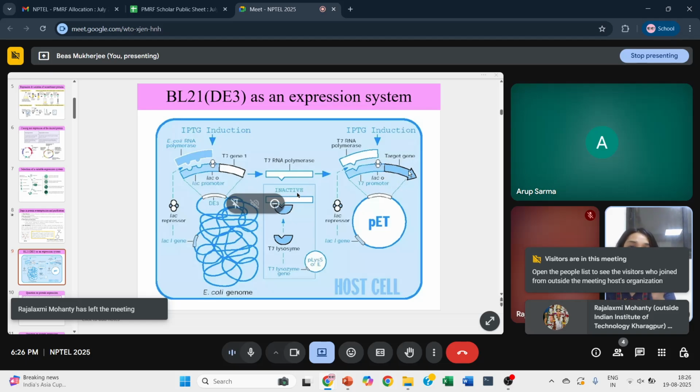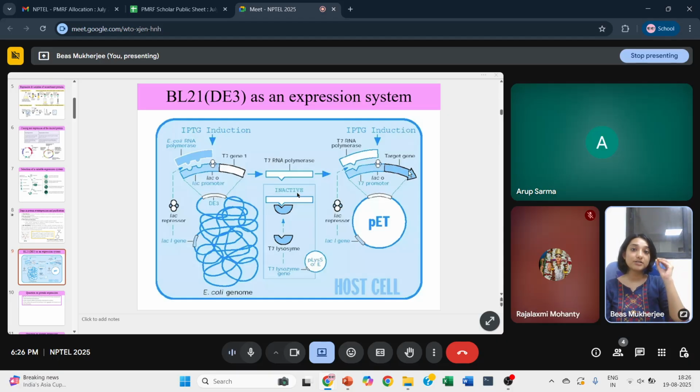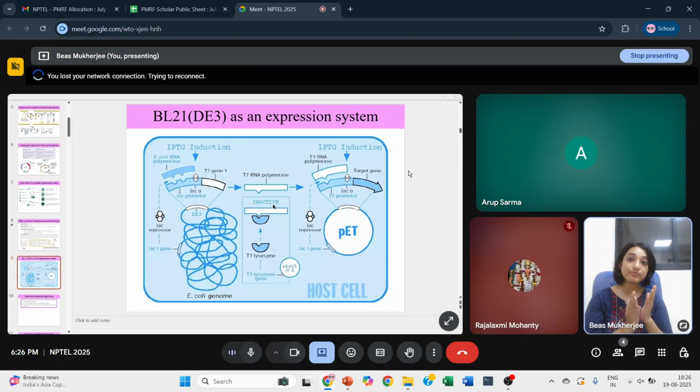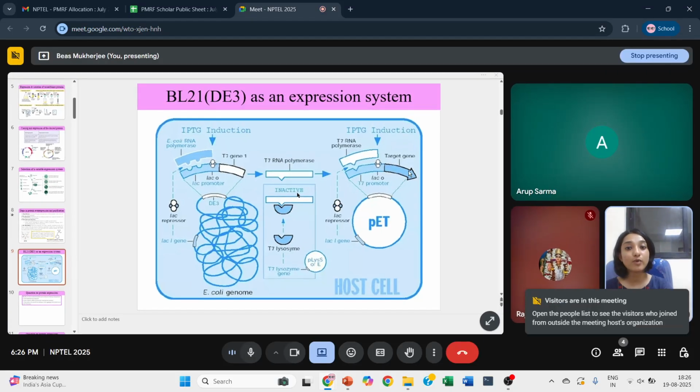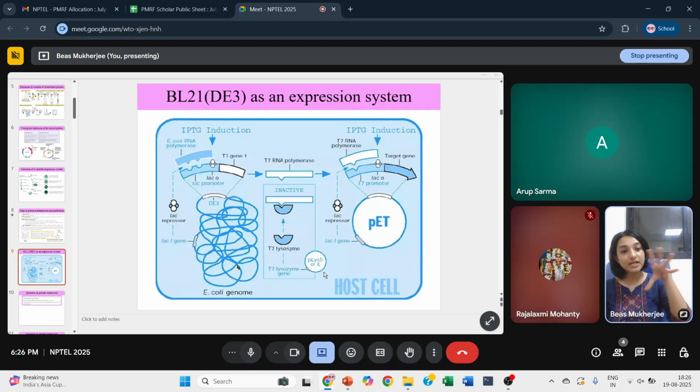Now what happens is, so this is the entire mechanism of the BL21(DE3) expression system. Now something interesting is there which is called BL21(DE3) pLysS. So in pLysS, there is one more very tiny plasmid system, where actually it codes for a particular protein which inhibits the activity of this T7 RNA polymerase.